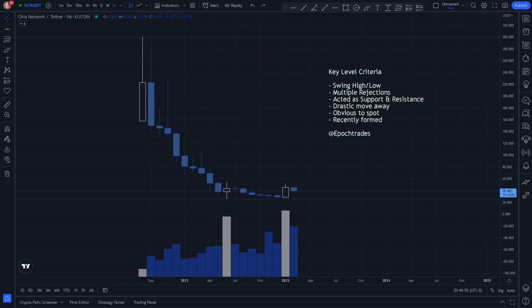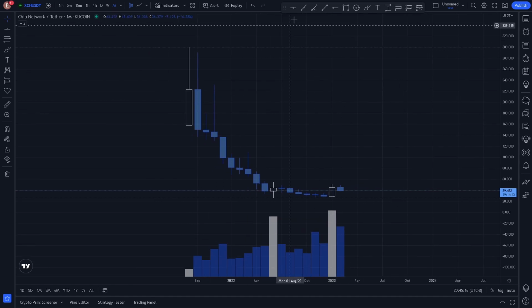Today we're going to be covering key levels on the monthly and weekly time frame for Chia network. So, as always, our key level criteria: we look for swing highs and swing lows, multiple rejections, acted as support and resistance, drastic moves away, obvious to spot, and recently formed. So, let's go ahead and hop right in.